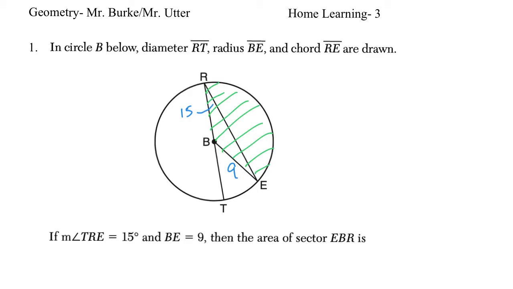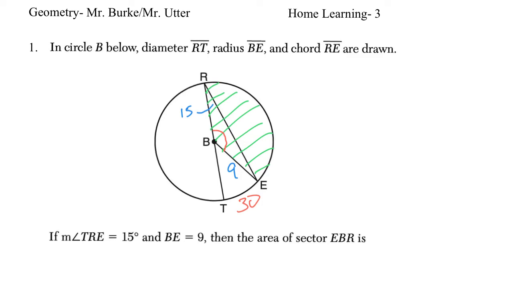So I know that to solve this, I need to know the radius, which I already know, which is 9, but I also need to know that central angle right there. Okay, so we're going to use the given information, specifically that 15 degrees, to find that central angle. So when I use that 15 degrees, I know that this 15-degree angle right here is an inscribed angle because the vertex is on the circle and it cuts off this arc TE. So this arc is double of that angle right there. So this guy over here is 30.